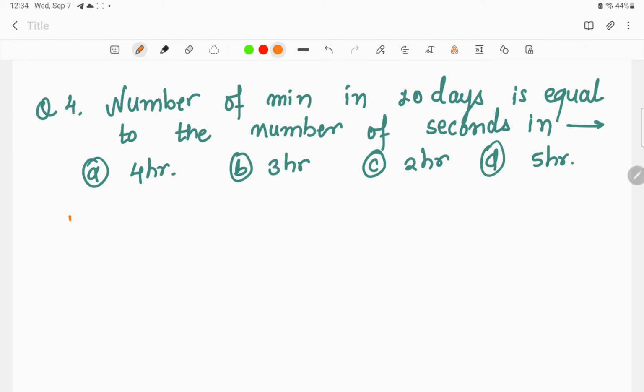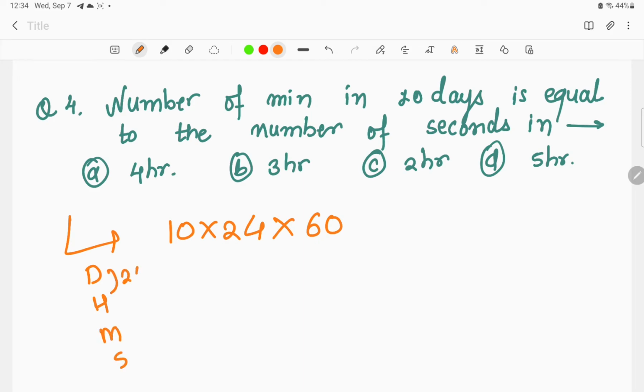Let us check it again once. Okay, this is okay. Now 10 days consists of 10 to 24 hours. And 10 days consists of how many minutes? If it is asked, it means 60, right? How are we going? If we go from day to hours, hour to minute, and minute to second, we are multiplying day to hour by 24, hour to minute by 60, and minute to seconds by 60, right?